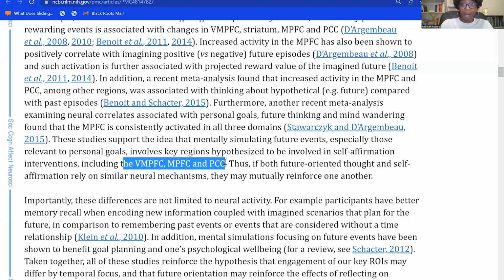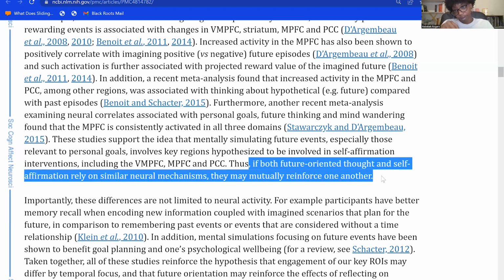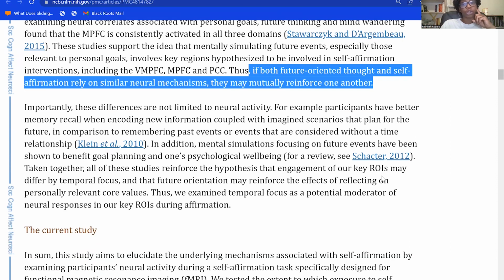Okay, so now I can say those are the three regions. They've already established that. So now thus, again, this situation. They like this situation. But it helps me know the next statement is really the conclusion of all of the previous stuff that they said. Both future-oriented thought, self-affirmation, similar neural mechanisms mutually reinforce one another.